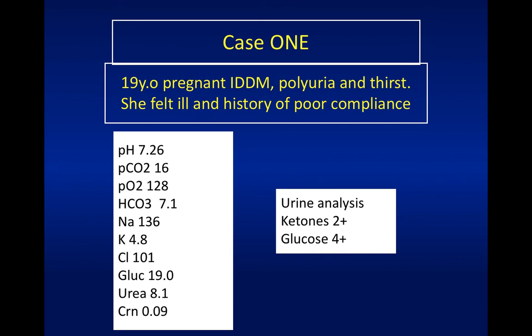Okay, case 1. This is a 19-year-old pregnant, insulin-dependent diabetic patient who has polyuria and thirst. She feels ill, and she does have a history of poor compliance, and she's come into your hospital. Already, without even looking at the blood gas, you can put your hand over it and think in your head, what is this?